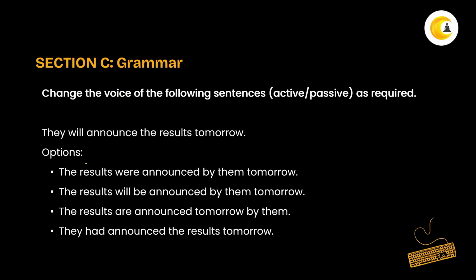They will announce the results tomorrow. Now, who will announce? They. What will they announce? Results. So results is the object. So this will come in the front. So if you see these three have the results, you can eliminate the last one. Next, will is there, right? Future. Where is future? Right here, right? So you can eliminate the other two. So you just have the answer here. The results will be announced by them tomorrow.